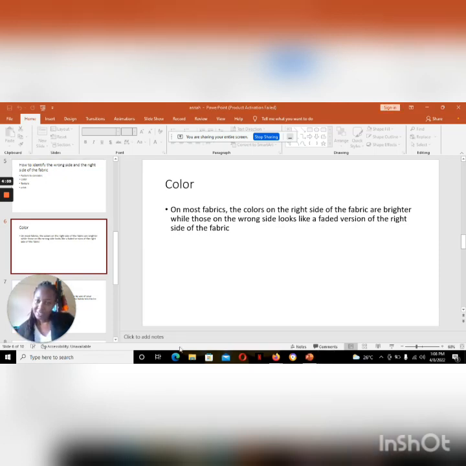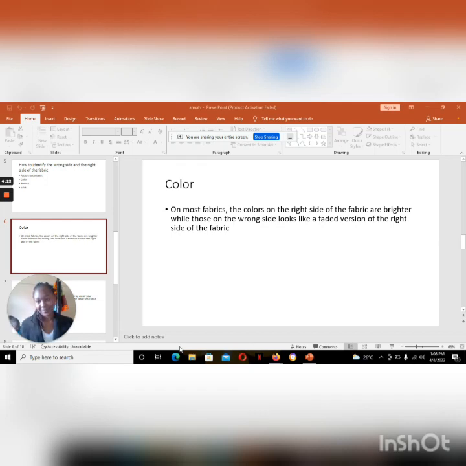So those are the factors to consider. We have the color. Lynn, can you read for us that one on color? Or Faye, anyone? Or Faith, anyone? Color, on most fabrics, the color on the right side of the fabric is brighter, while the wrong side looks like a faded version of the right side of the fabric. Is that okay, madam? That's okay. So Faith, can you elaborate that?